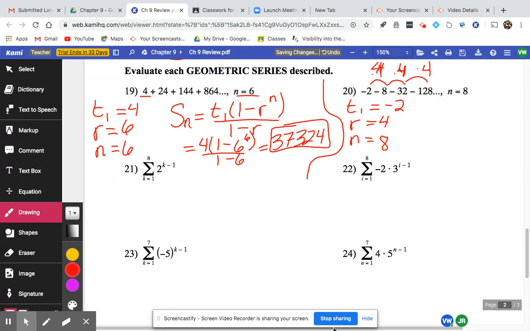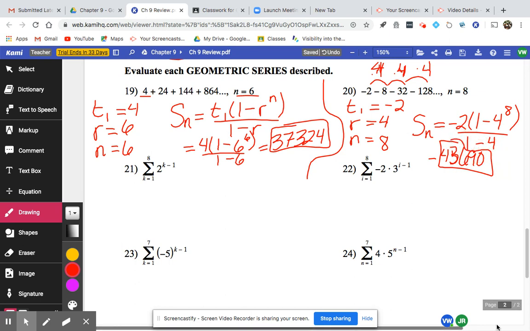Plug it into the formula that I have on the left. I'm not going to copy that same formula down again. I'm just going to plug everything into the right place. So we have negative 2 times 1 minus, my rate is 4 in this case, and I raise that to the 8th power, divided by 1 minus 4. Whenever you plug that in, you get negative 43,690. So negative 43,690, that's what you get.